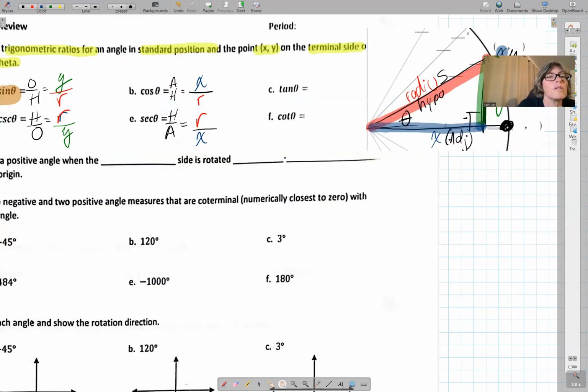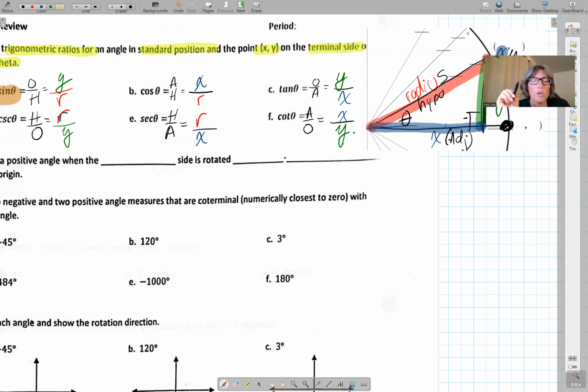Tangent is opposite over adjacent, and in this case, our opposite is y, our adjacent is x. Cotangent is cow, so that's adjacent over opposite. So you just flip it, x over y. So that's where that comes from.